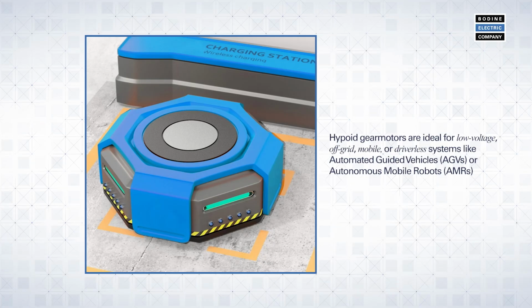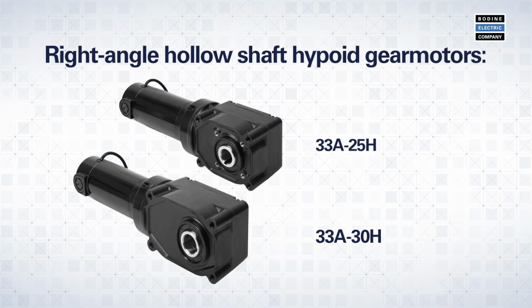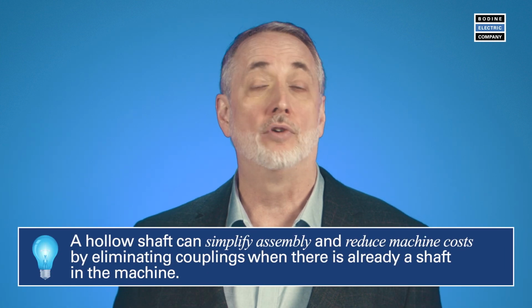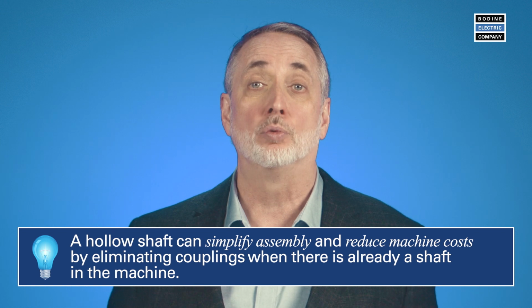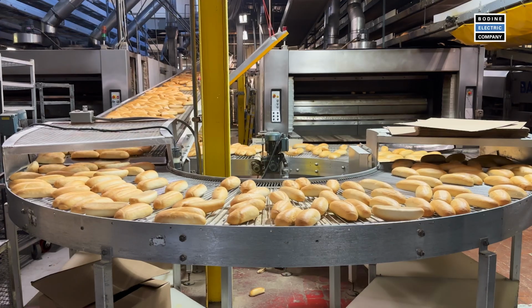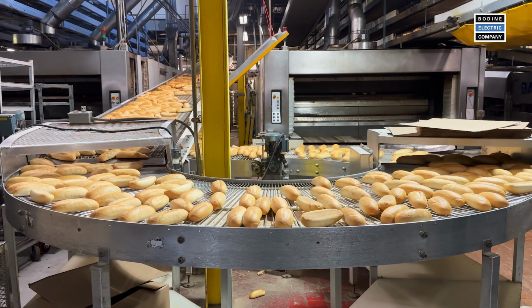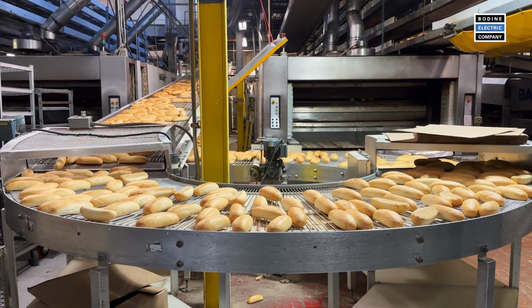Applications that especially benefit from high efficiency include battery-powered mobile machines, where a less efficient gear motor would drain the battery quickly. The need for a hollow output shaft may be another reason for the machine designer to choose right angle over parallel shaft. Although a hollow shaft can be found in both configurations, it's more commonly available in a right angle gearbox by far. A hollow shaft can simplify assembly and reduce the overall machine cost by eliminating couplings where there is already a shaft in the machine. One example is a conveyor where the roller is already supported by a shaft, and that shaft can be extended for the hollow shaft gear motor to slip into.